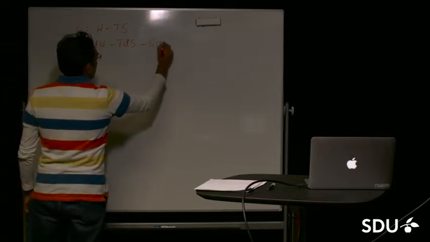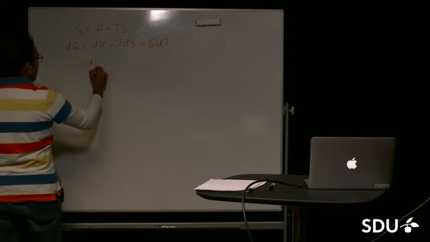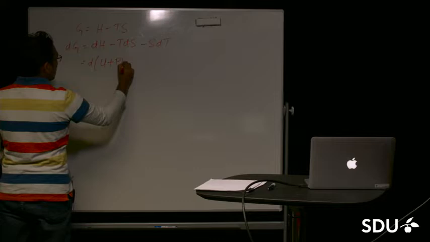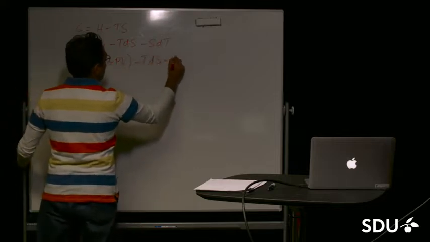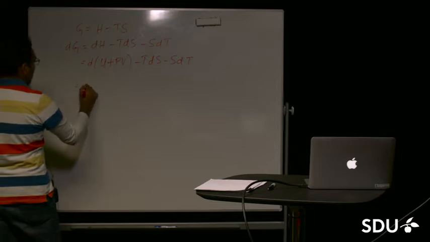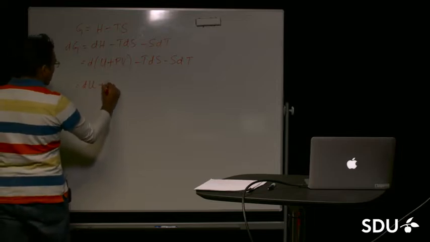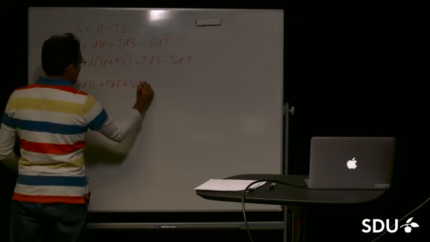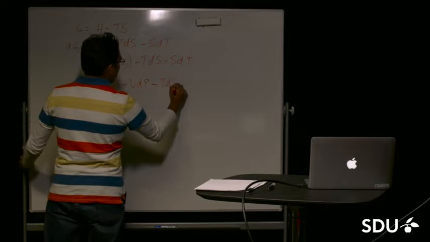I get this equation. And now remember that the enthalpy is equal to the internal energy plus the product of the pressure and the volume, and the other terms remain as they are. If I expand this, I get a differential change in the internal energy plus pressure times the differential change in volume plus volume times the differential change in pressure, and the remaining two terms are as they are.